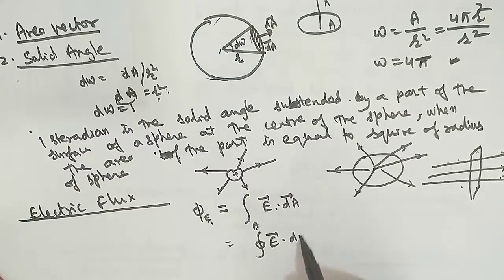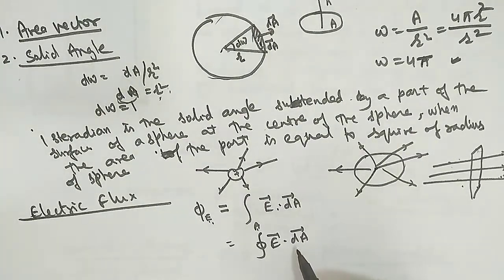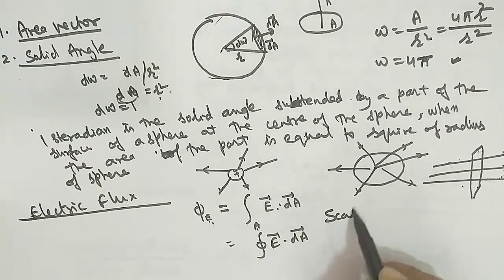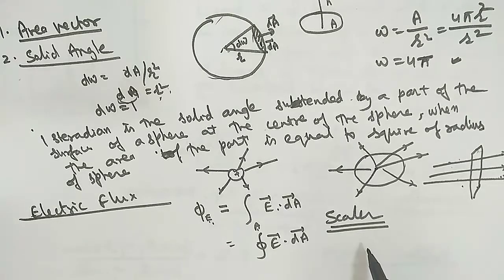Okay, it is the dot product, and you know very well that the resultant of the dot product of two physical quantities is always a scalar. So we can say that the electric flux is a scalar quantity. I think it is very easy to remember. If someone asks why the electric flux is a scalar, it is because it is the dot product of the electric field intensity and the area vector. I think it is clear.